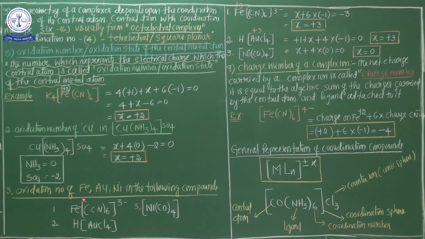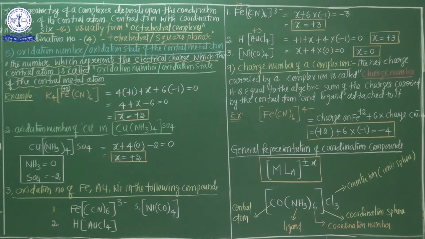Find the oxidation number of iron, gold and nickel in the following compounds: [Fe(CN)6]3-, H[AuCl4], and Ni(CO)4, nickel carbonyl. Three examples are there.